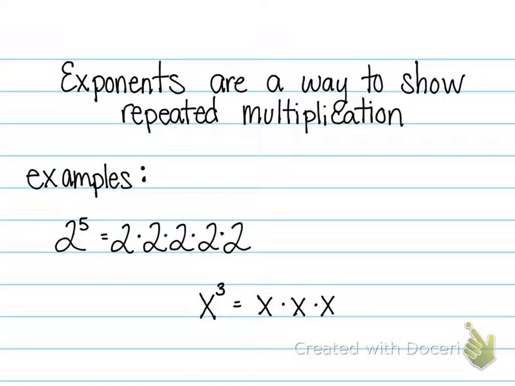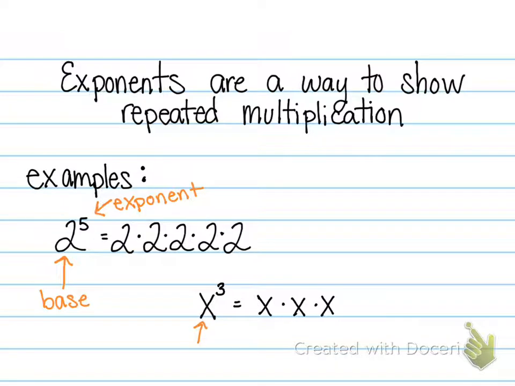I want to remind you first that when you're writing with an exponent, you have what's called the base and then the exponent. And the exponent tells you how many times to write the base using multiplication. So in this first example, I have 2 to the 5th power. So the 5 in the exponent position is going to tell me to write the 2 5 times being multiplied with each other. Same thing goes if I have a variable.